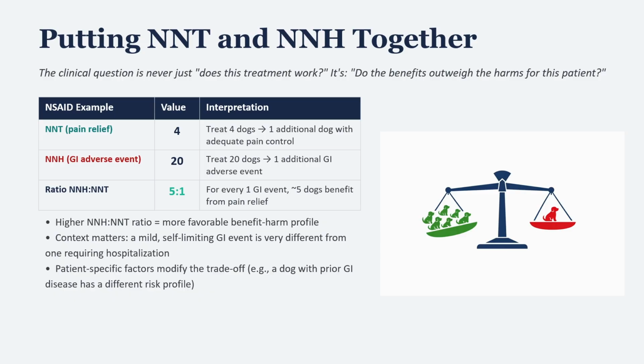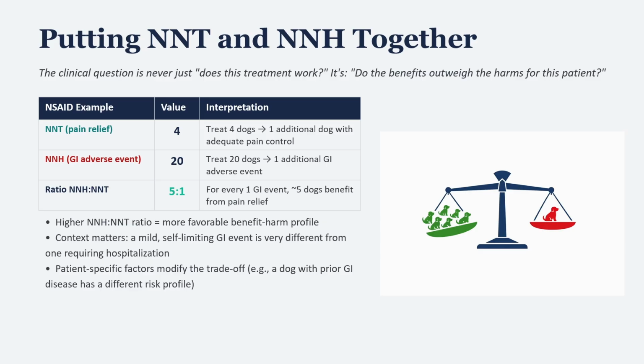The clinical question is never just, does this treatment work? It's, do the benefits outweigh the harms for this patient in this situation? In our NSAID example, NNT for adequate pain relief is 4. NNH for GI adverse event is 20. The NNH to NNT ratio is 20 to 4, which equals 5 to 1. For every one additional GI adverse event caused by this treatment, approximately 5 dogs receive meaningful additional pain relief.